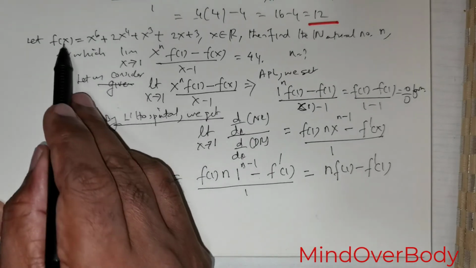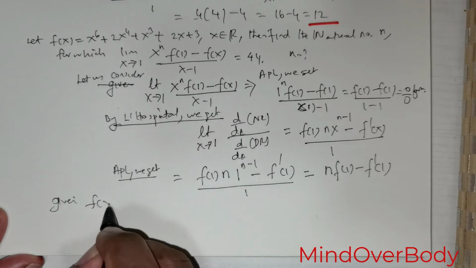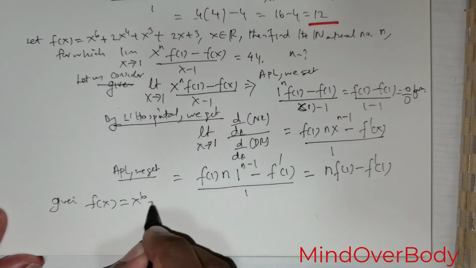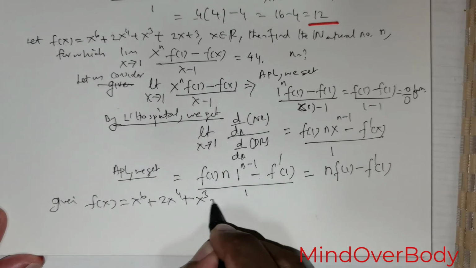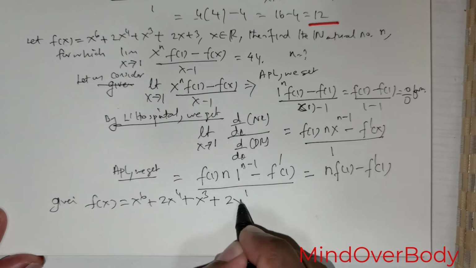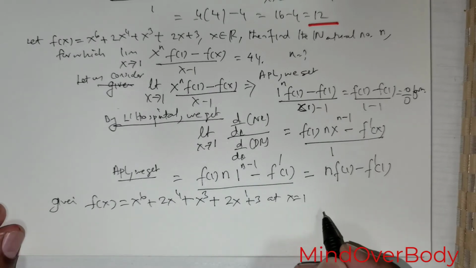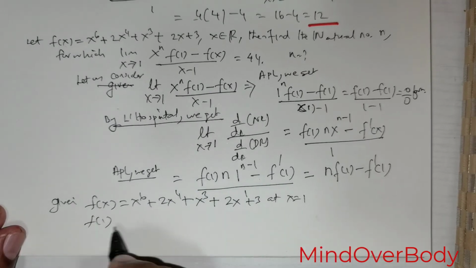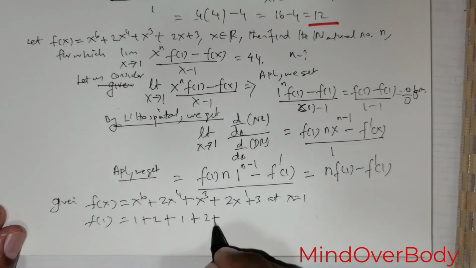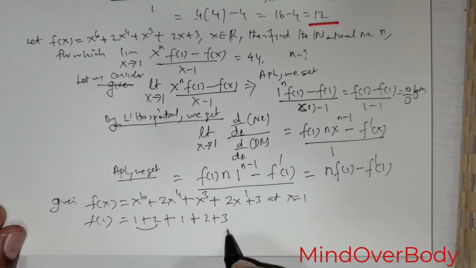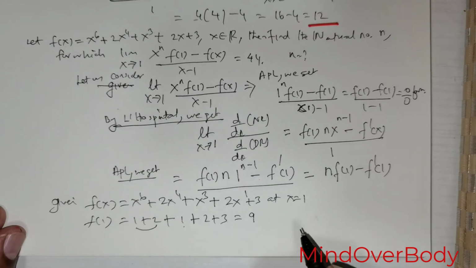Now what is f(x)? This is given, so let me write that down. f(x) = x^6 + 2x^4 + x^3 + 2x + 3. Now at x = 1 we need to find f(1). So this is 1 + 2 + 1 + 2 + 3. 2 added with 1 is 3, 4, 6, and 6 added with 3 gives me 9.